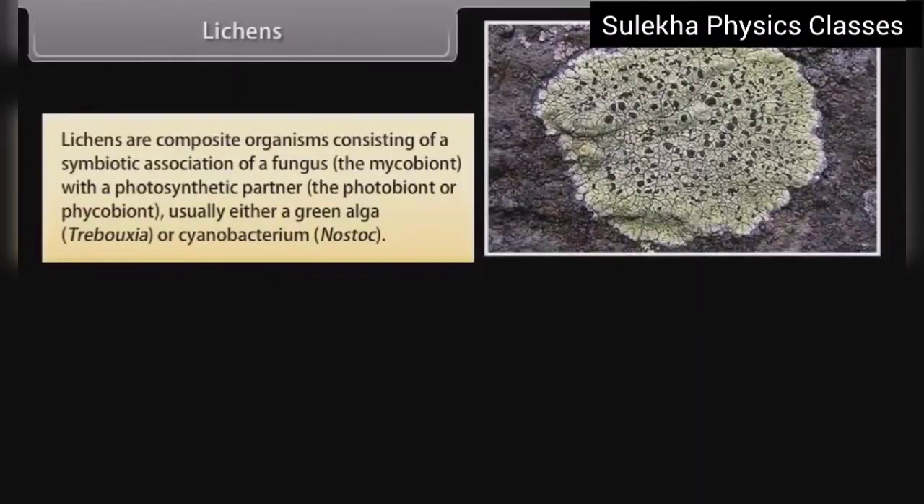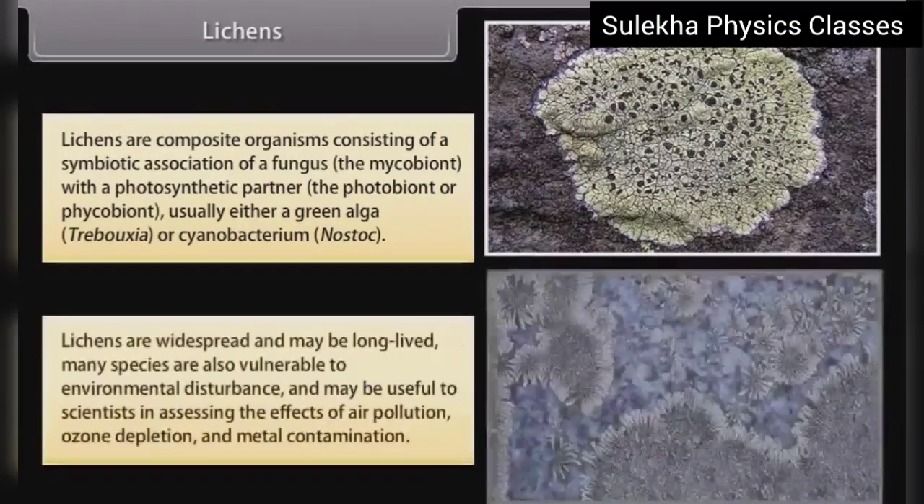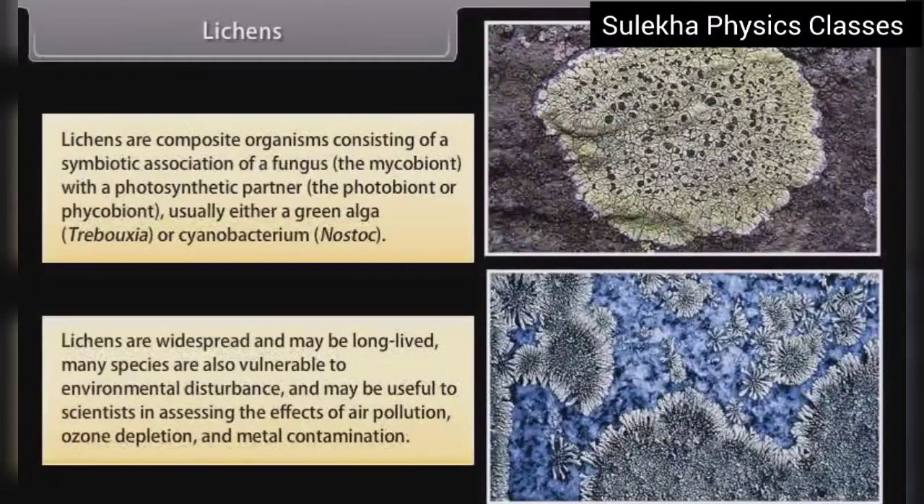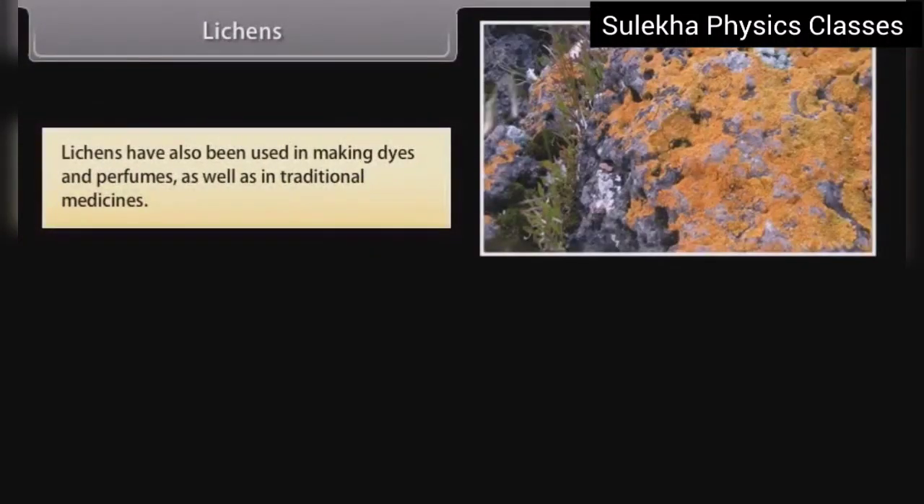Lichens are composite organisms consisting of a symbiotic association of a fungus, that is, the mycobiont, with a photosynthetic partner, that is, the photobiont or phycobiont, usually either a green algae, that is, Trebouxia, or cyanobacterium, that is, Nostoc. Lichens are widespread and may be long-lived. Many species are also vulnerable to environmental disturbance and may be useful to scientists in assessing the effects of air pollution, ozone depletion, and metal contamination. Lichens have also been used in making dyes and perfumes, as well as in traditional medicines.